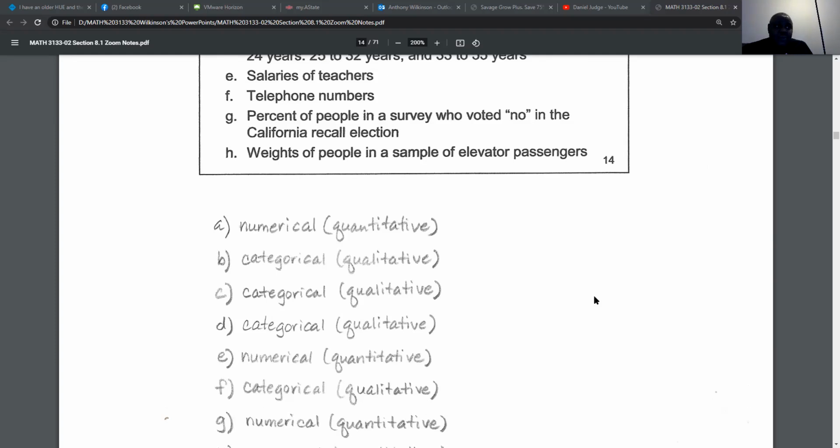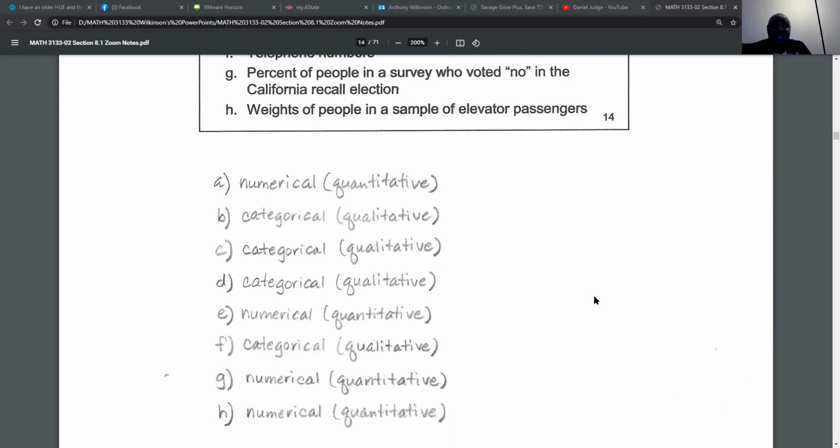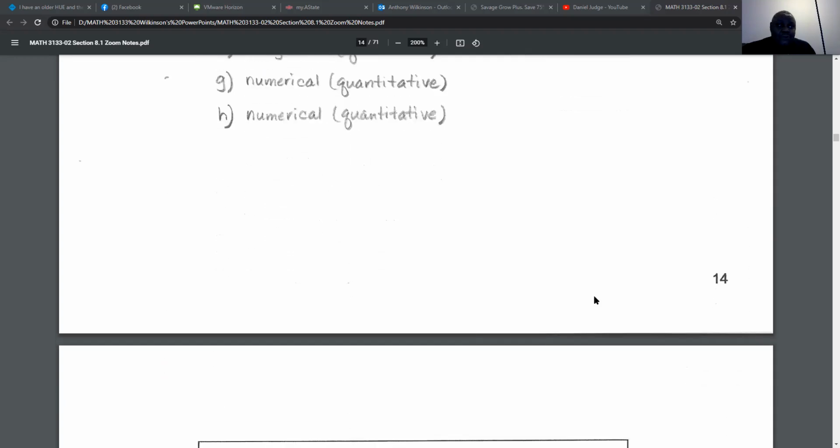And then part H, weights of people in a sample of elevator passengers. Again, that is numerical as well. Weights can be measured. So if we're measuring a person's weight, then that would be a numerical variable or a quantitative variable. So be familiar with what a numerical variable is and what a categorical variable is and how to identify which one is categorical or numerical.